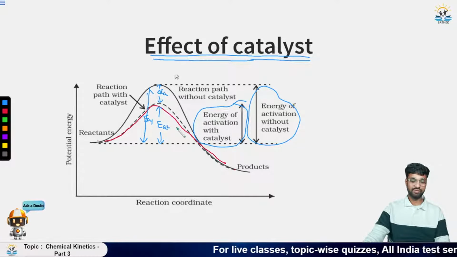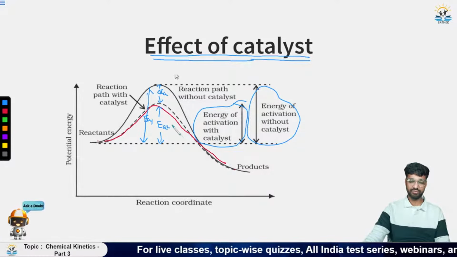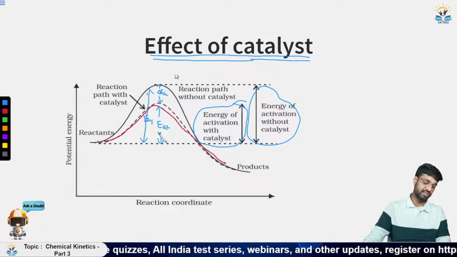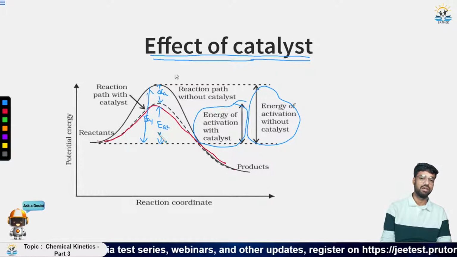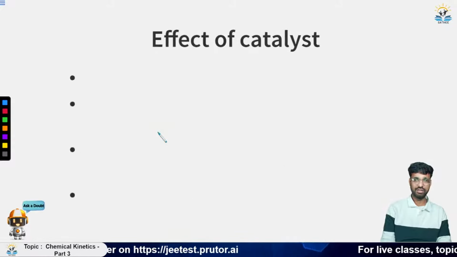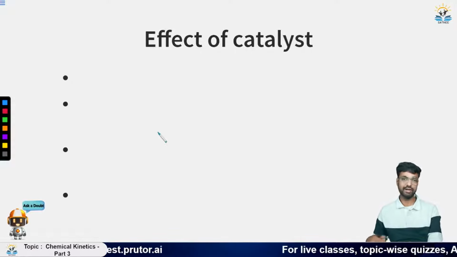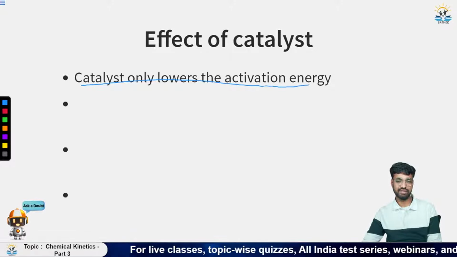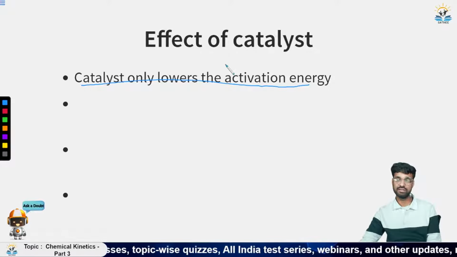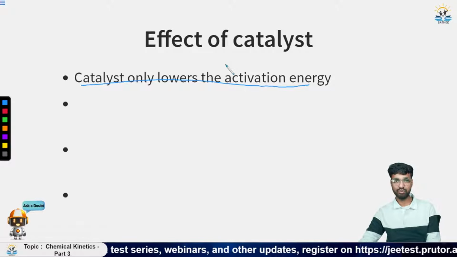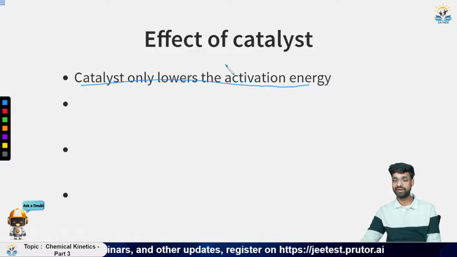Because the forward rate of reaction and the backward rate of reaction have the same amount of change on introduction of the catalyst, as it provides a lower path for both the reactant and product. Okay, so this is the explanation for the effect of catalyst. Now let us see some points that you should keep in mind. The first is that catalyst only lowers the activation energy. It does not change anything else at all. It only changes the activation energy, or you can say it provides a different path for the reactant to go through so that it can form the final product.